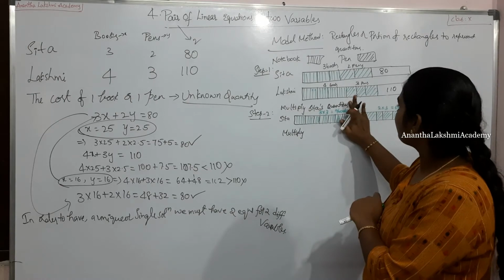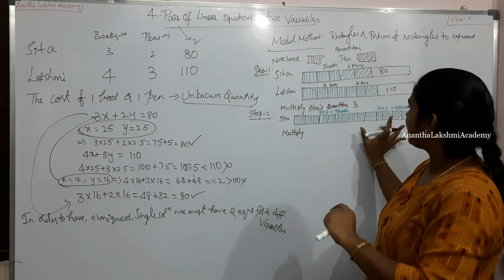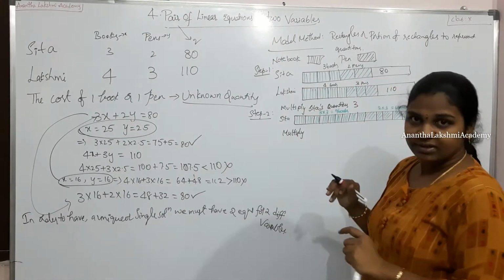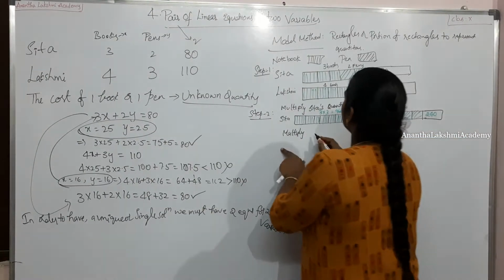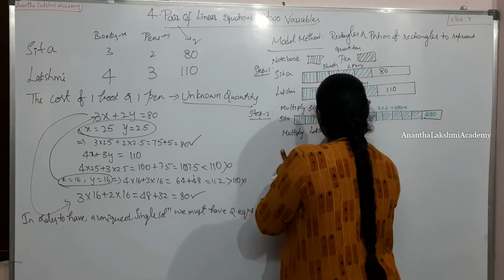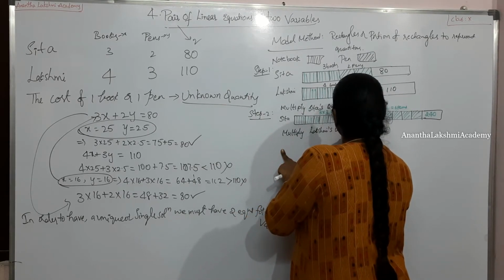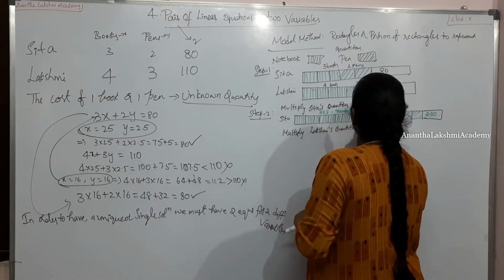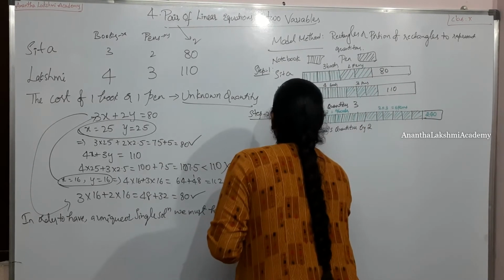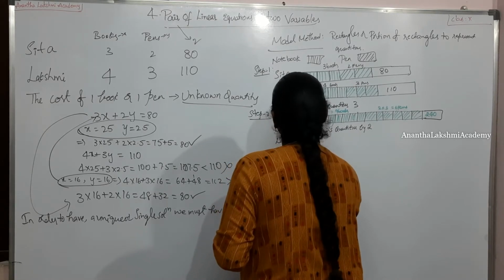So here we have multiplied this with 3 so that it became 6. Now here in order to get 6, we need to multiply 3 with 2. That is what I am going to do. Multiply Lakshmi's quantities by 2.